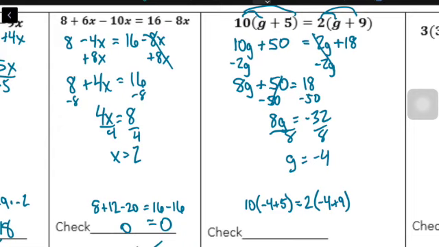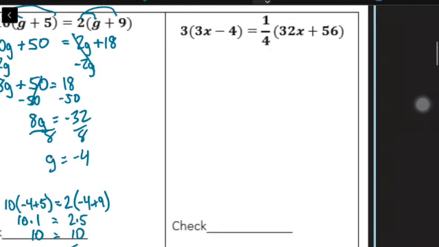Negative 4 plus 5 is 1. So here we've got 10 times 1, which is just 10. Here, negative 4 plus 9 is 5. So over here, we've got 2 times 5, which is also 10. Wahoo! All right, moving on again. Pause if you need to.